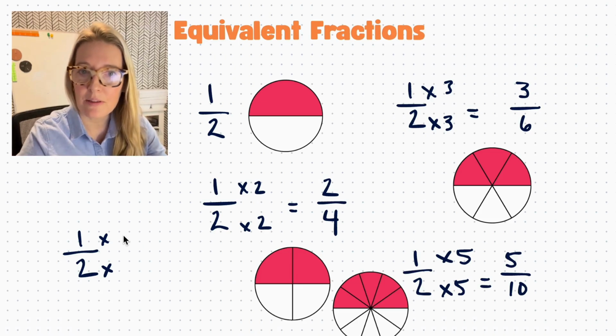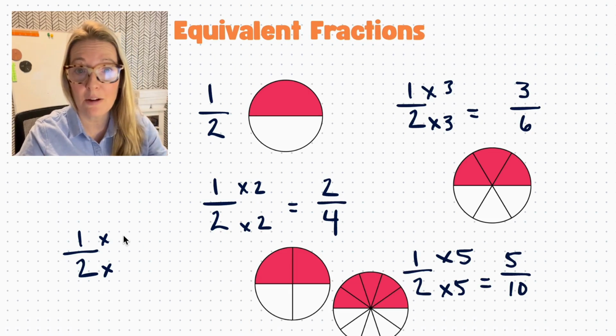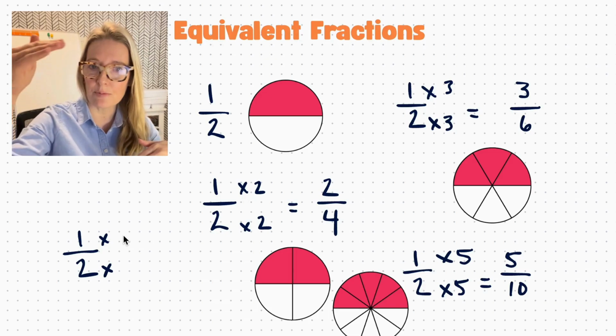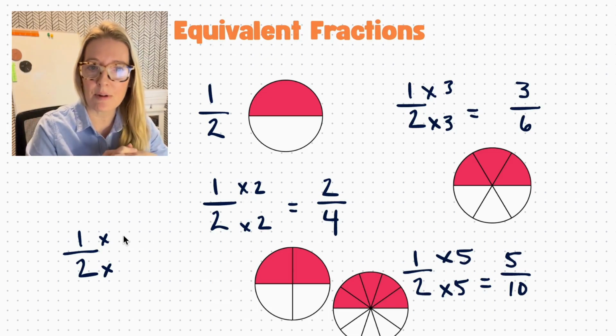Now, what did you come up with? 6 out of 12, 10 out of 20, 100 out of 200? No matter what you came up with, as long as you multiplied the numerator and the denominator by the same number, you found a fraction equivalent to 1/2.